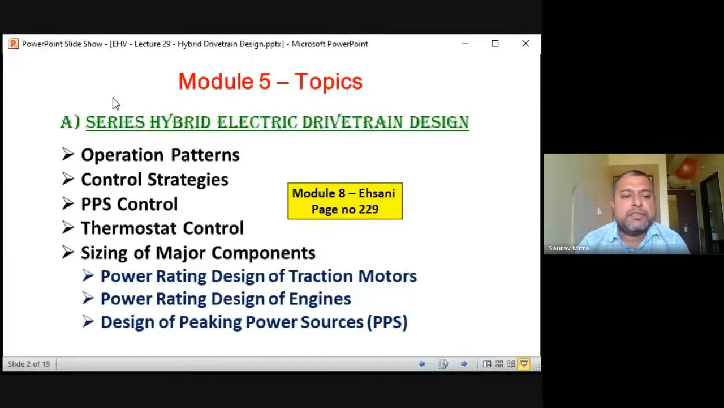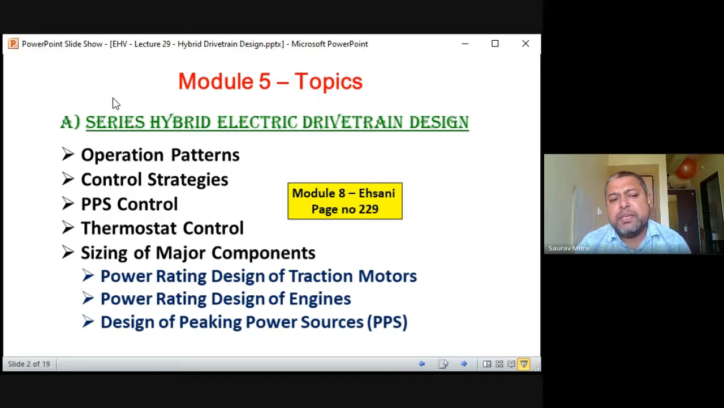So operation patterns, control strategies, PPS control, a very important thing, that is peaking power source control. Generally we have seen that in all these hybrid electric vehicles, initially there is an IC engine which is actually supplying the power, and whenever there is a peak power demand, at that time the PPS will also supply some kind of energy. So the PPS can be, most of the time it is a battery, certain times it can be a flywheel, certain times it can be an ultra capacitor and so on. So what exactly the PPS control is, we will start today.